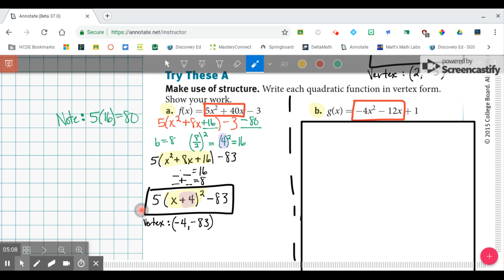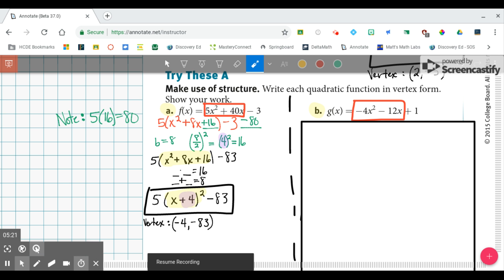So now that it's in vertex form, this is our final, we can identify the vertex, and we can also identify all of the transformations: the vertical stretch by 5, the shift left 4, and the shift down 83. Okay, let's look at one more example together before you're going to do some.